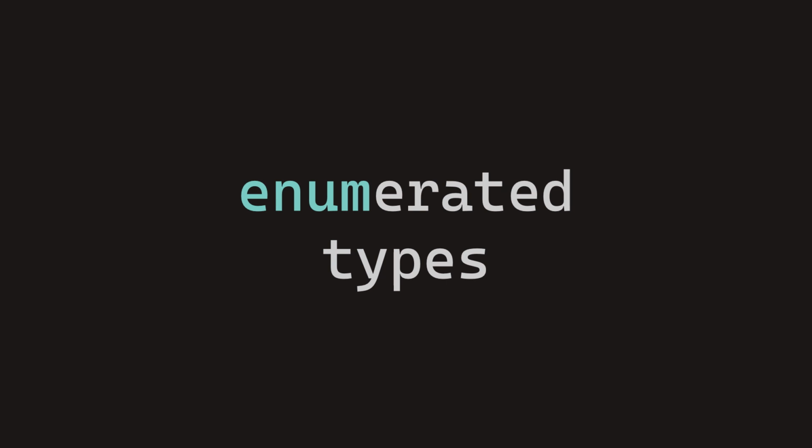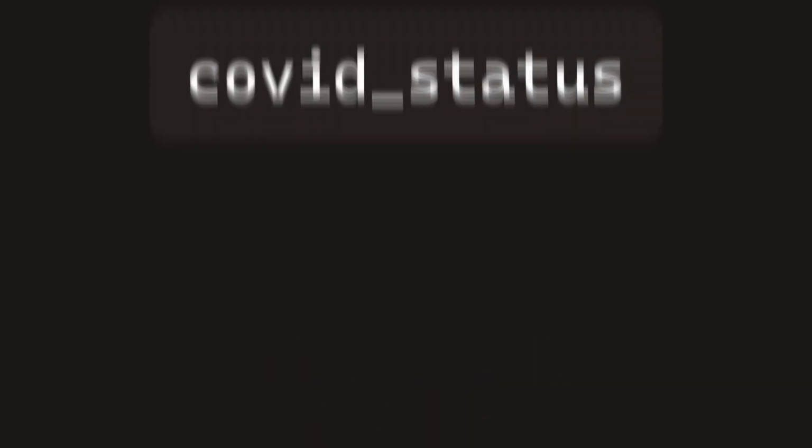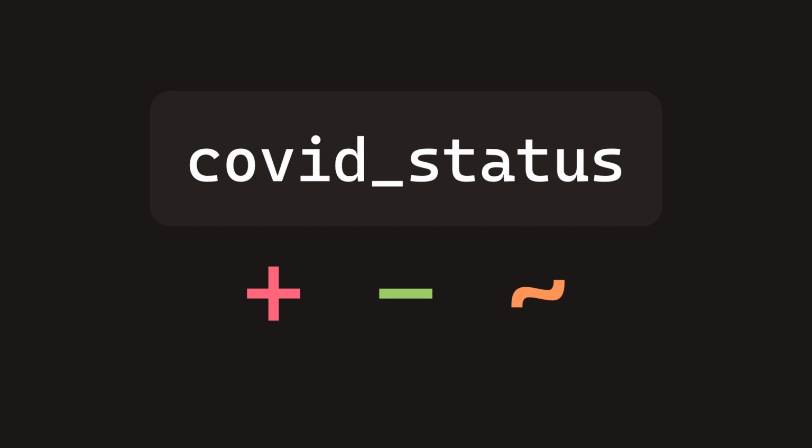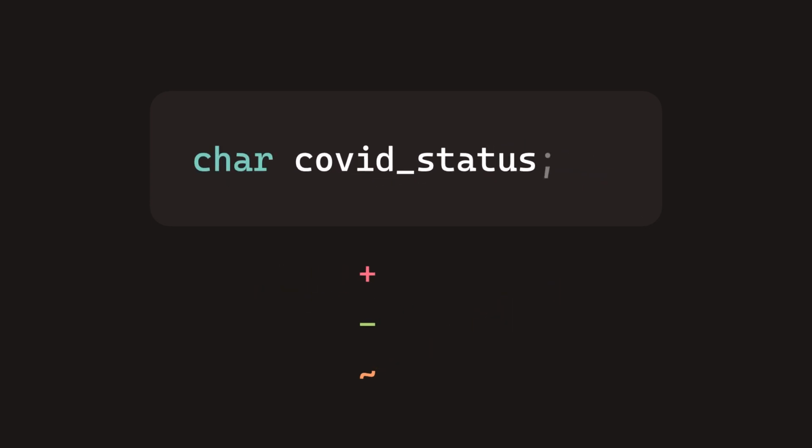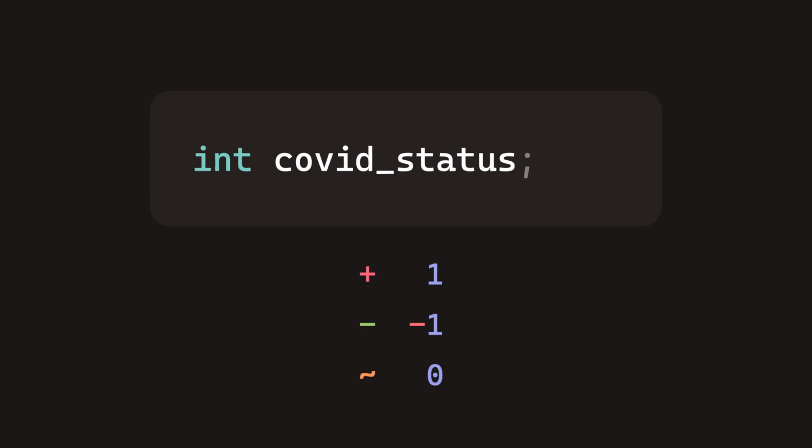Say we have a need to store the status of a person with respect to COVID-19 inside a variable called covid status. Its value should be able to represent the following three states: negative, positive, or not tested. What data type for this variable would make the most sense? We can choose a character and store P for positive, N for negative, and X for not tested. Or we can choose an int and store 1 for positive, -1 for negative, and 0 for not tested.